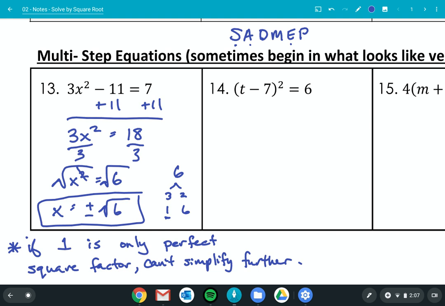Here, to get rid of the squared, I'm just going to take a square root of both sides, just like we've been doing. I'm just going to write that down here: (t minus 7) squared is equal to 6.